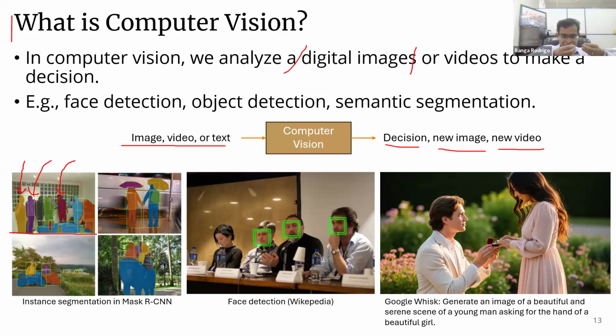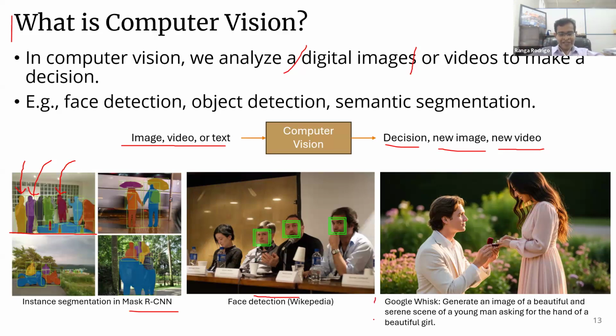So this kind of thing is called instance segmentation. That means each instance of the person is segmented out. It's actually the 2017 Best Paper Award at ICCP. You can see when you give it an image, it will give you a decision that this person is there, this person number two is there, elephant is there, like that. Face detection: you give it an image and it will draw rectangles around the faces.